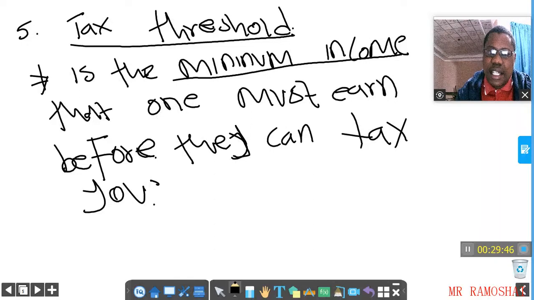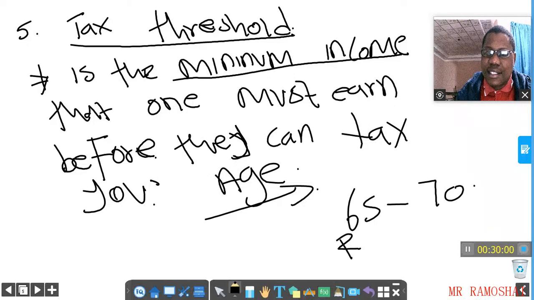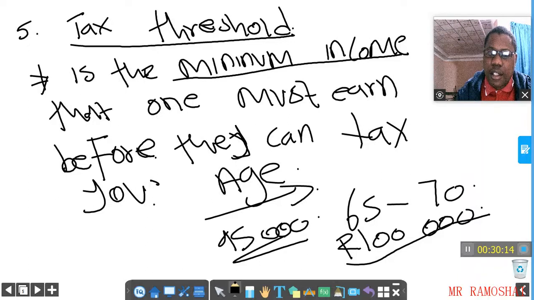And then how do we see the tax threshold? We use the age, like the tax rebate. They say, okay, you are between 65 and 70, you must earn at least 100,000 per year. So that means your income for that year must be 100,000. So if your income is 95,000, there is no tax that you're going to pay because you are earning less than your minimum tax threshold.